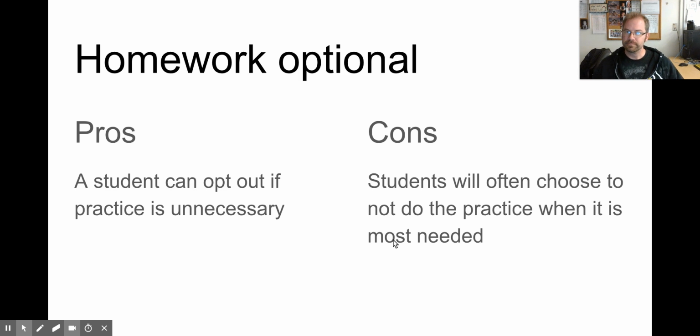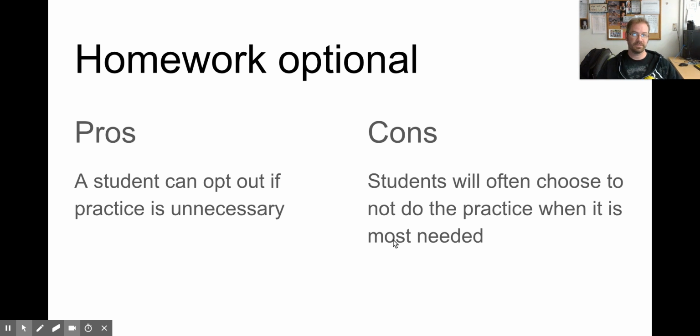Homework optional. Pros: a student can opt out if practice is unnecessary. So I did have some kids in my class, that was a minority, who earned an A at the end of the semester and got a failing grade in their homework. Homework, by the way, is worth 0% of their grade. And they could do this because when they were in class, they were working hard, listening, participating, doing every activity in class. So they didn't feel like they needed that extra practice. And it turned out they didn't.